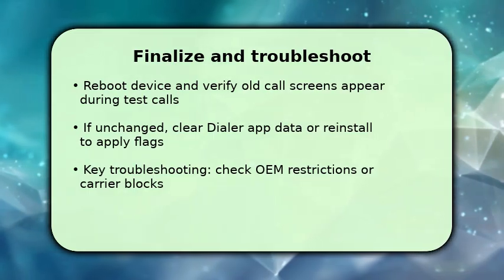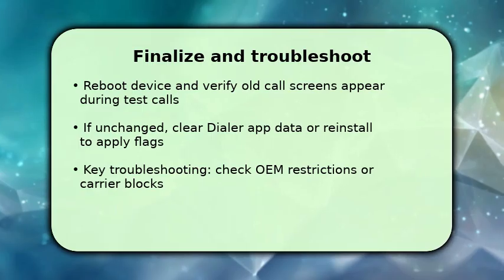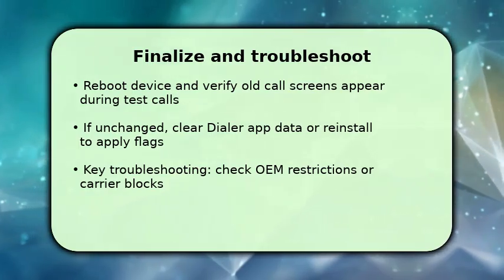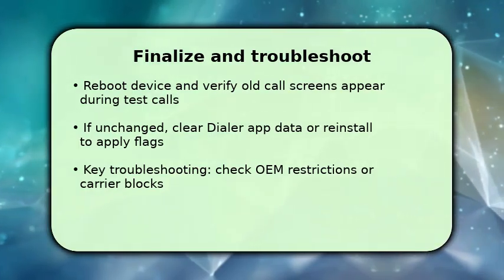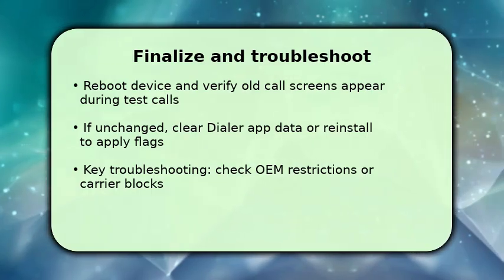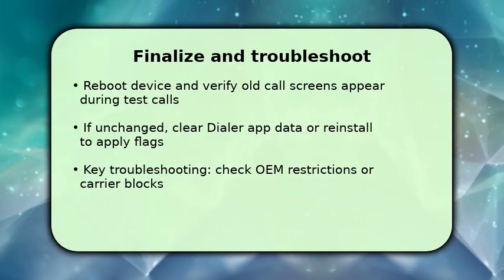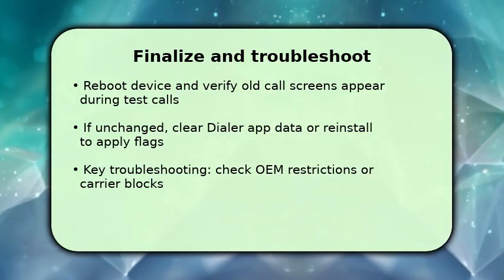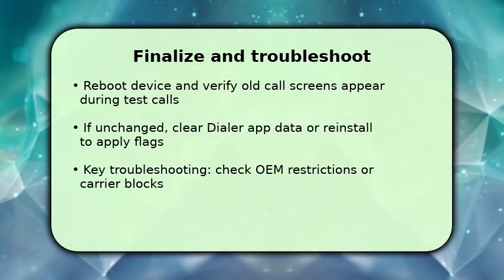If the dialer still shows the modern UI, clear the app data or uninstall updates then reinstall. This forces the app to reload flags. One key troubleshooting tip: some OEMs or carriers lock these settings. If changes fail, confirm the phone firmware and carrier policies before attempting deeper modifications.